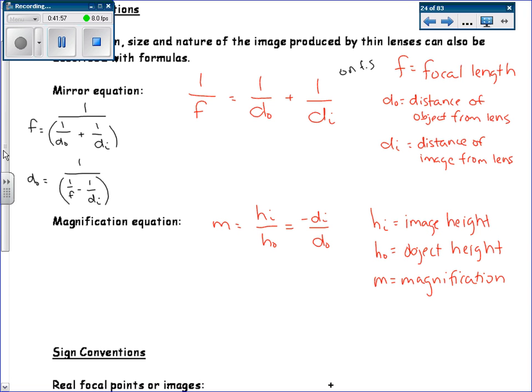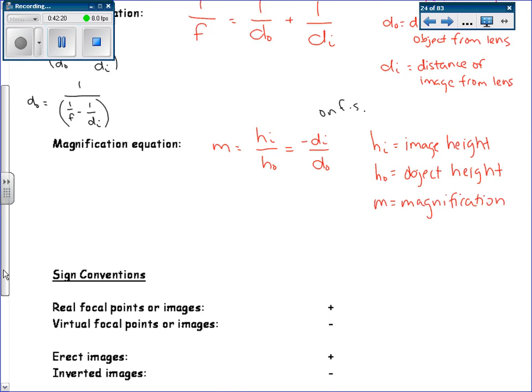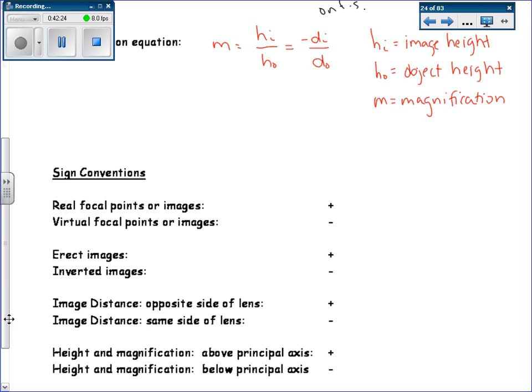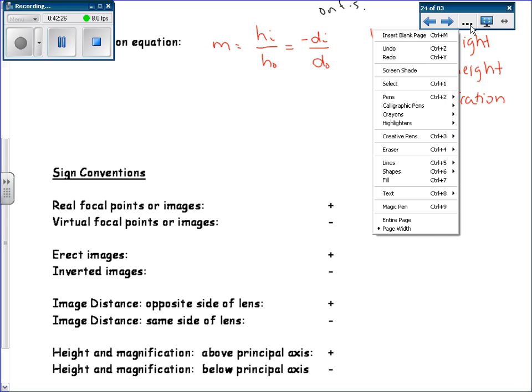Okay, so this is also on your formula sheet, and you only use the portions of it that are necessary, because it's 2 equal signs. Usually what you're using is HI over HO equals negative DI over DO. But you can use magnification equals negative DI over DO, or magnification equals HI over HO. Whereas with the other equation, you need everything in it. Then the important thing here is these sign conventions. So when you have to make things positive and negative.